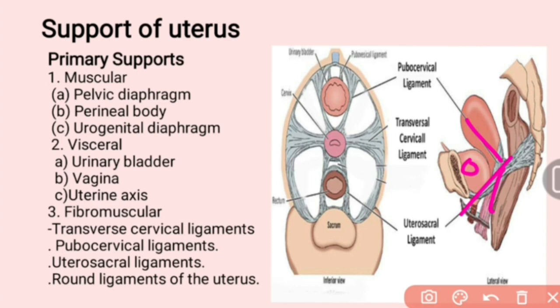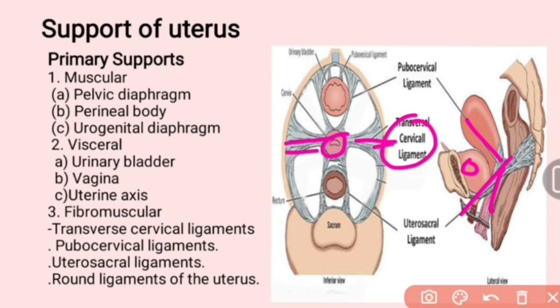Next is fibromuscular. In fibromuscular, the most important and common support is the transverse cervical ligament. This is the transverse cervical ligament. This is the cervix. This transverse cervical ligament is also known as Mackenrodt's ligament, and it is the strongest ligament that supports the uterus.